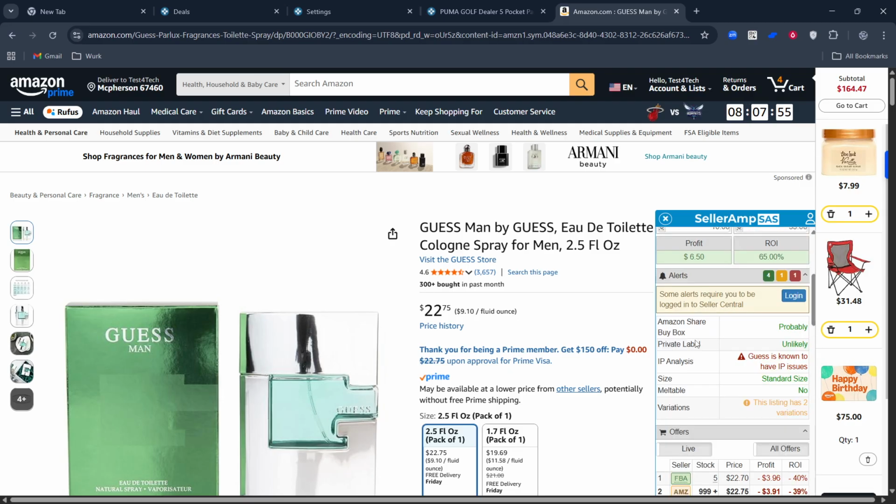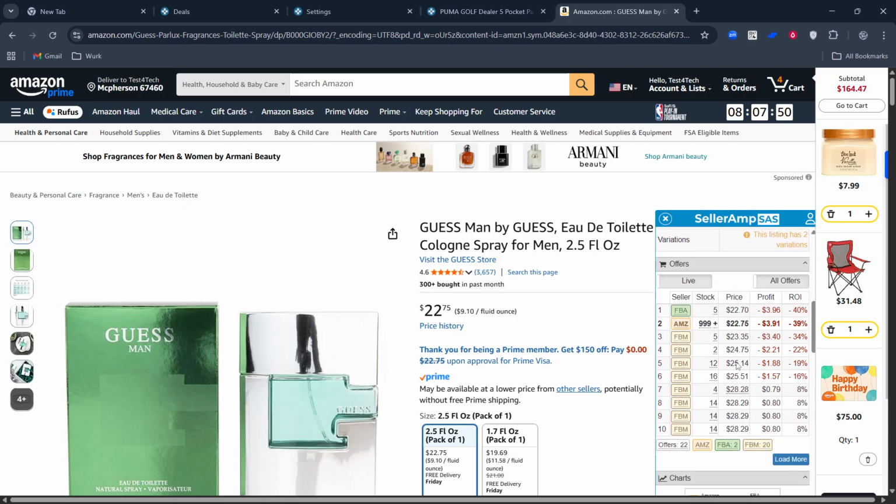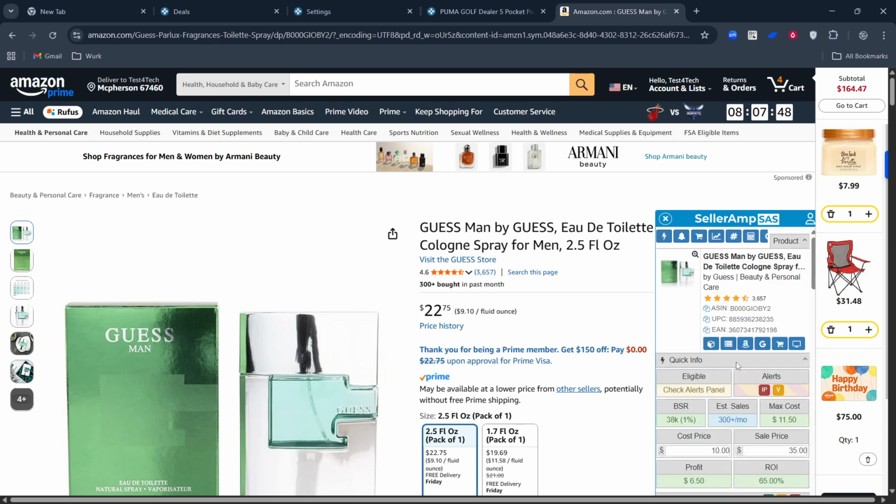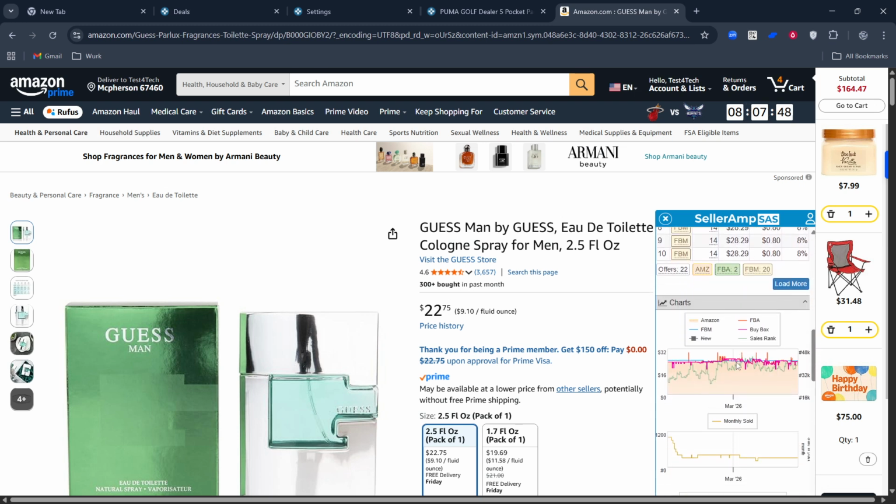Finally, examine buy box behavior. SellerAmp shows whether multiple sellers rotate through the buy box. Ideally, rotation is shared among third-party sellers. Avoid listings where Amazon holds the buy box most of the time, as they often crowd out competitors.